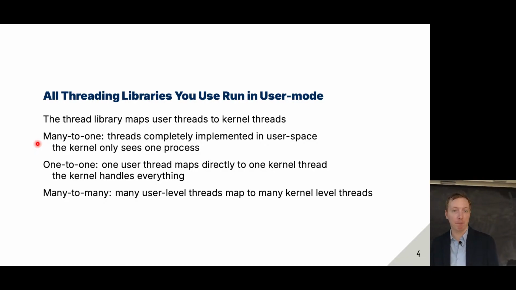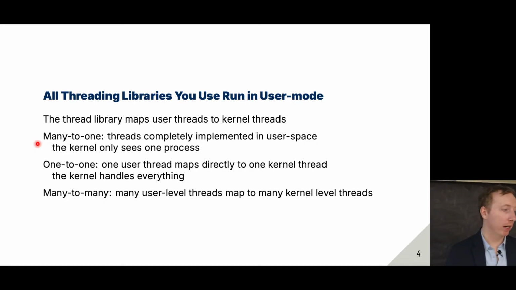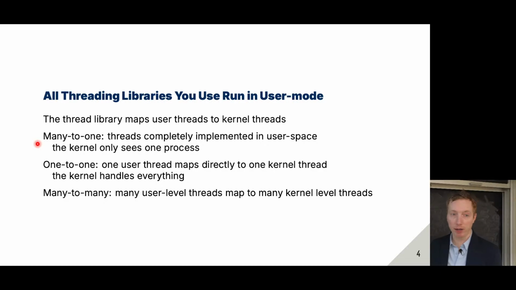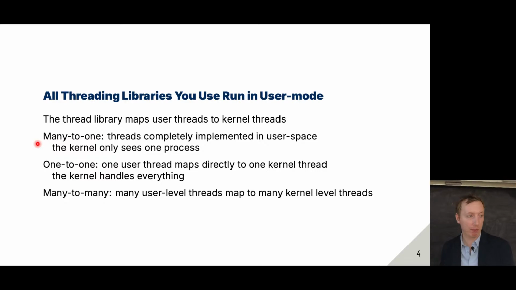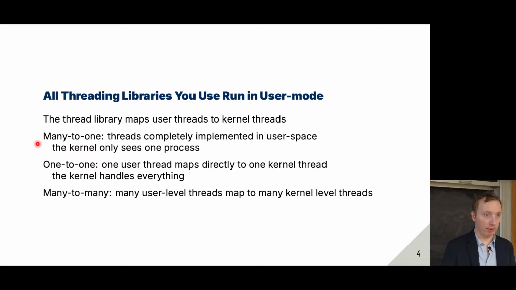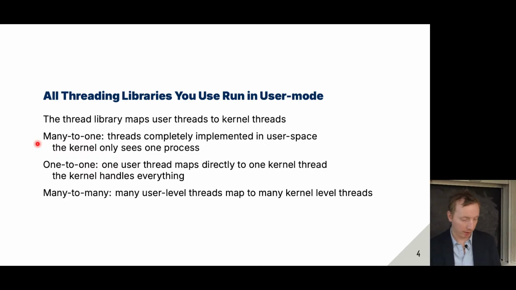So that means many threads in the library get mapped to one kernel thread. Essentially, the kernel just sees a process; it doesn't really have the concept of threads. So all my user threads just get mapped to one kernel thread, or just one process if you want to think of it that way.